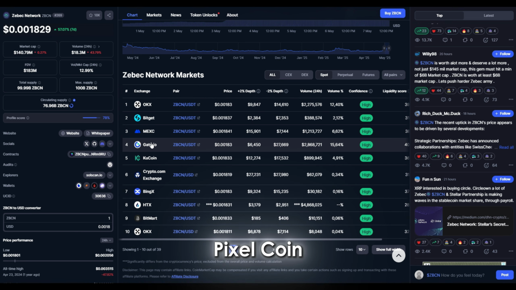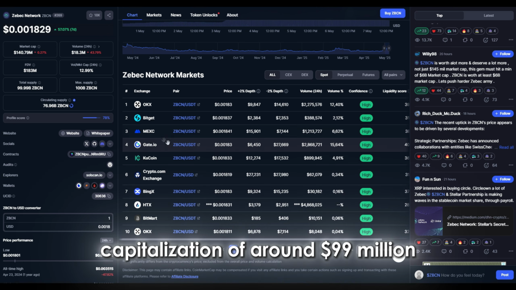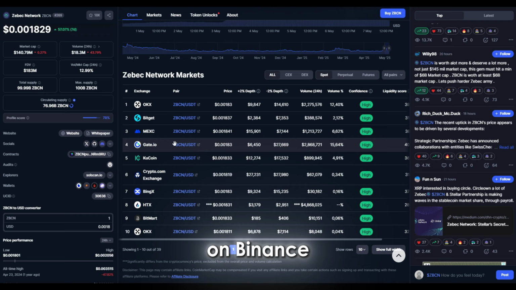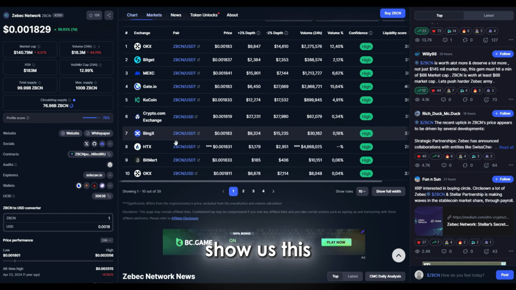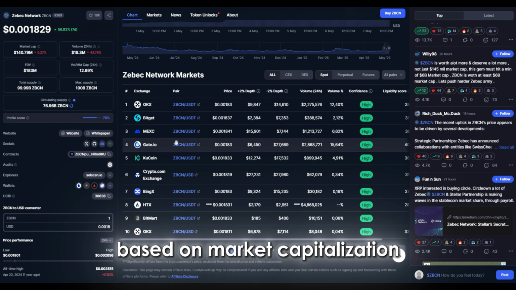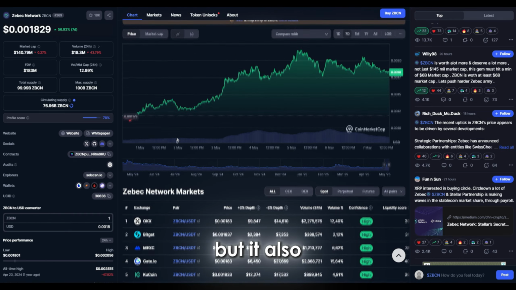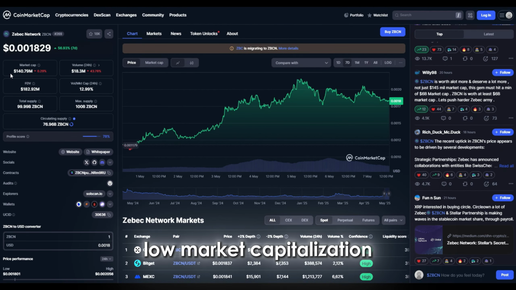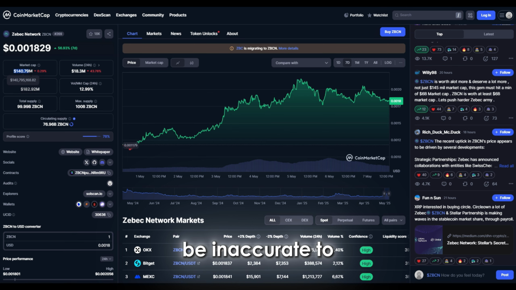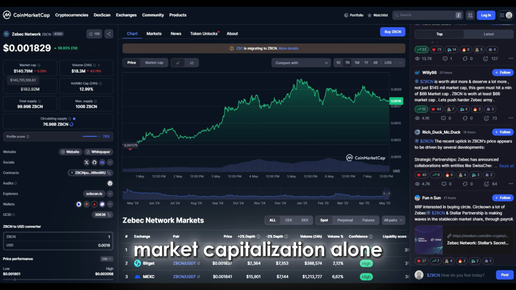Another example is Pixel Coin. This token has a market capitalization of around $99 million and is listed on Binance. These two examples show us this. Binance doesn't only list based on market capitalization, but it also lists tokens with low market capitalization. Therefore, it would be inaccurate to limit ZBCN's listing prospects to market capitalization alone.